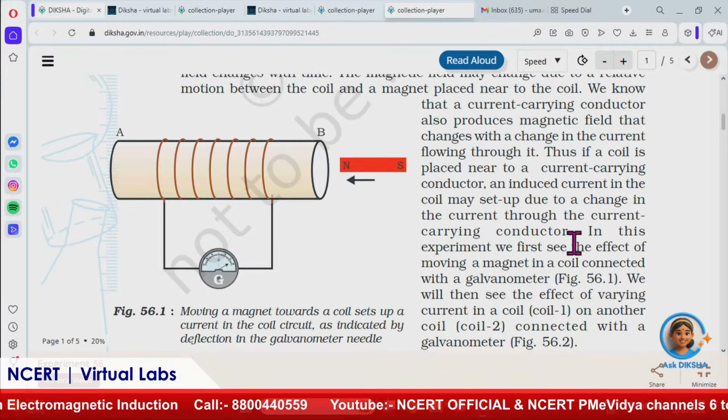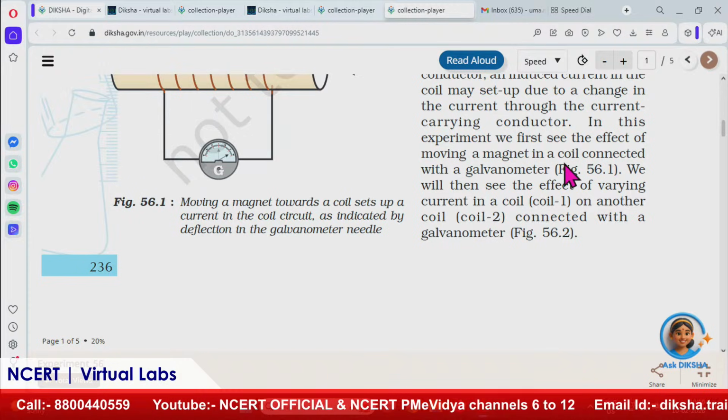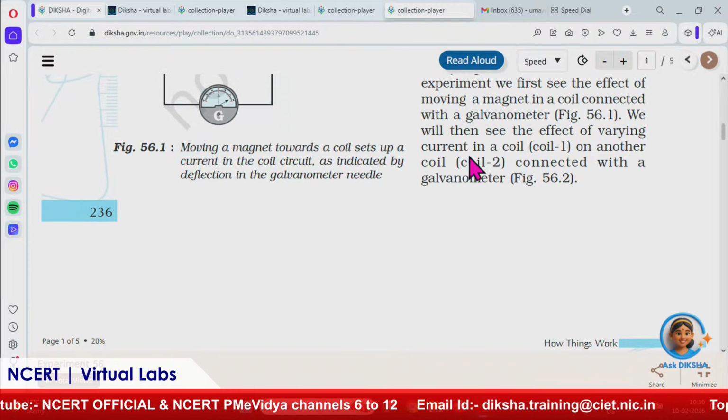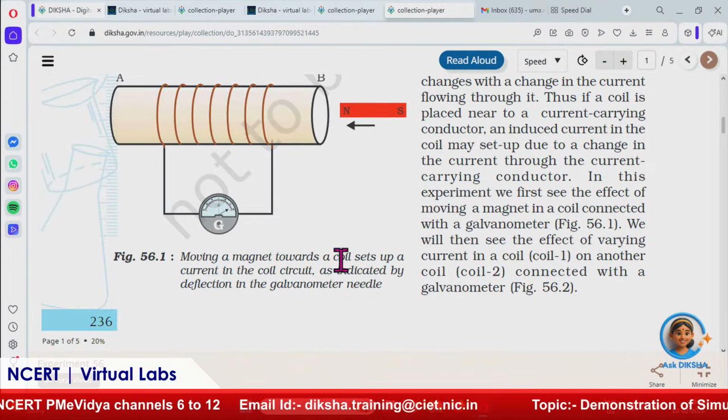Thus in both cases we can see the effect of moving a magnet relative to a coil connected to the galvanometer. In both cases, in the coil, this electromagnetic induction phenomenon is taking place.